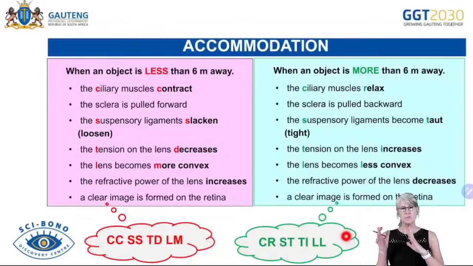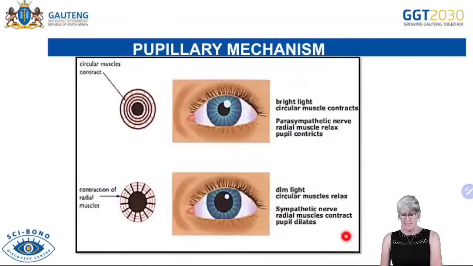Okay, so remember, if you remember the one side, then it's very easy to remember the other side. Right, let's have a look quickly at the pupillary mechanism. The pupillary mechanism is the pupil of the eye being able to either dilate or constrict. Actually, it's not the pupil that does it, it's the iris that causes the pupil to dilate or constrict, and that regulates the amount of light that is entering the eye.